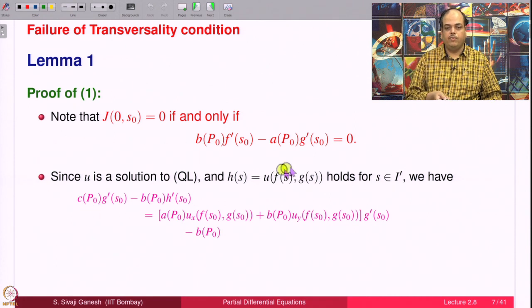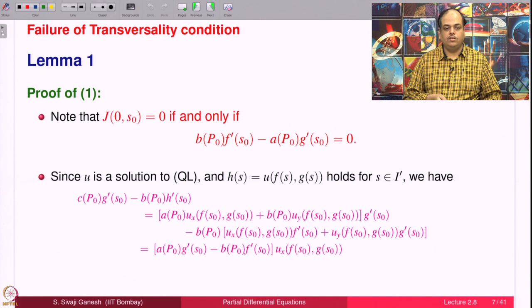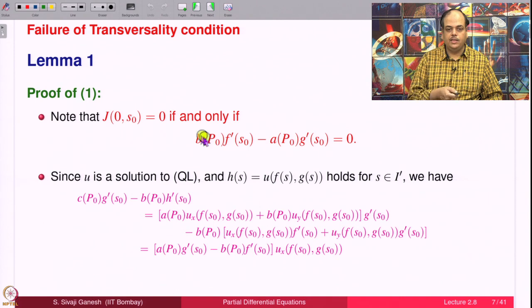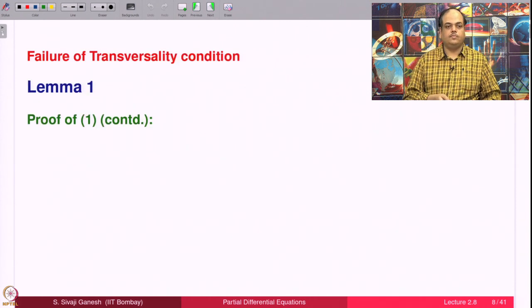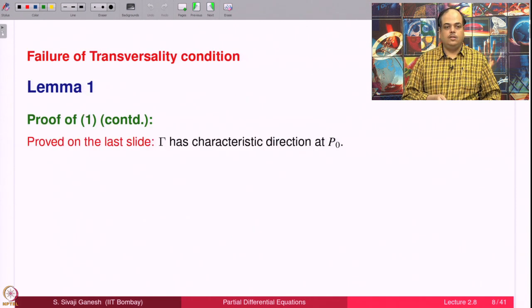How do I get H prime S naught? From here, differentiate this with respect to S, take S equal to S naught, that will give you this by the chain rule: U X F prime plus U Y G prime. Now that is equal to, after simplification, this, but here you observe this thing in the bracket is precisely the left hand side with a minus sign. So that is 0, therefore this is 0. So this proves 1. We have proved on the last slide that gamma has a characteristic direction at the point P 0.